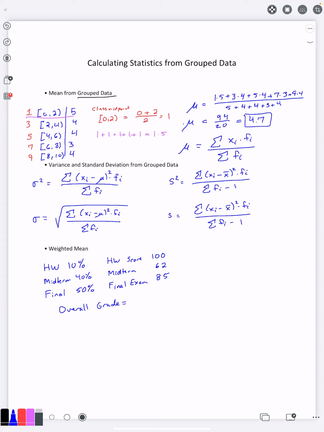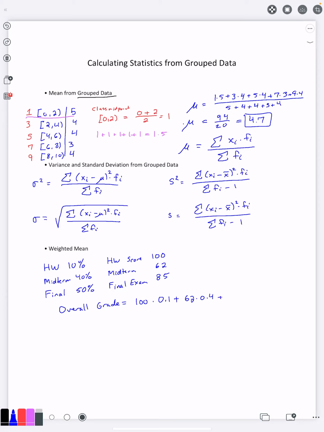Well, here's how the calculation works. You take the score you have, in this case the homework score, and you multiply it by the weight, how important homework is to your grade. In this case, it's 10%, and we do that in decimal form, 0.1. Then we add the midterm. Your score was 62, and it's worth 40% of your grade, so 62 times 0.4.